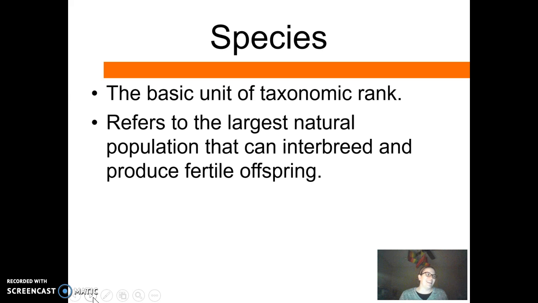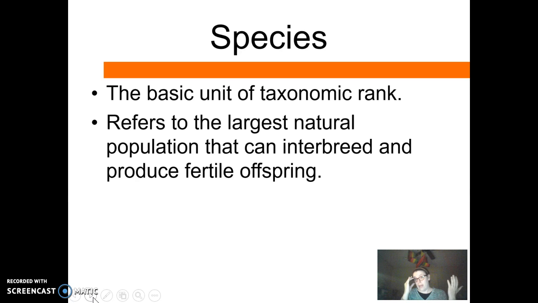The challenge is that what a species is in theory and what a species is in practice is a little bit gray sometimes. In order to get into that, I want to talk to you a little bit about the lion and the tiger. So we define a species as two natural populations that can interbreed and produce fertile offspring. So lions and tigers are two different species.